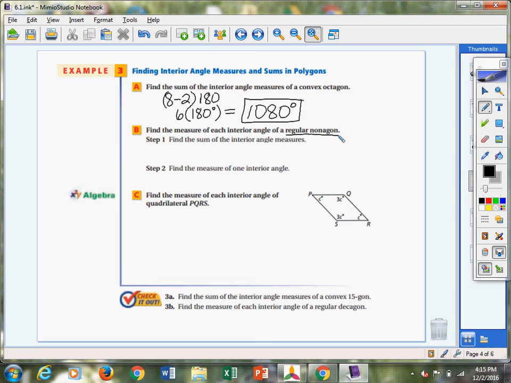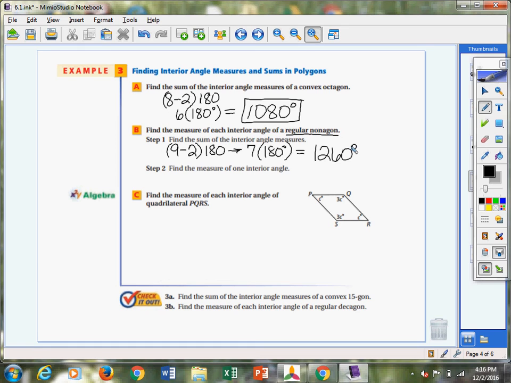All right, so let's start with the first part. Find the sum of the interior angle measures. Okay, well, nonagon is 9 sides minus 2. That's going to give me 7 triangles inside the nonagon, each at 180 degrees. And so that's going to give me a grand total of 1,260 degrees. Okay? That's how many total degrees is formed by those interior angles.